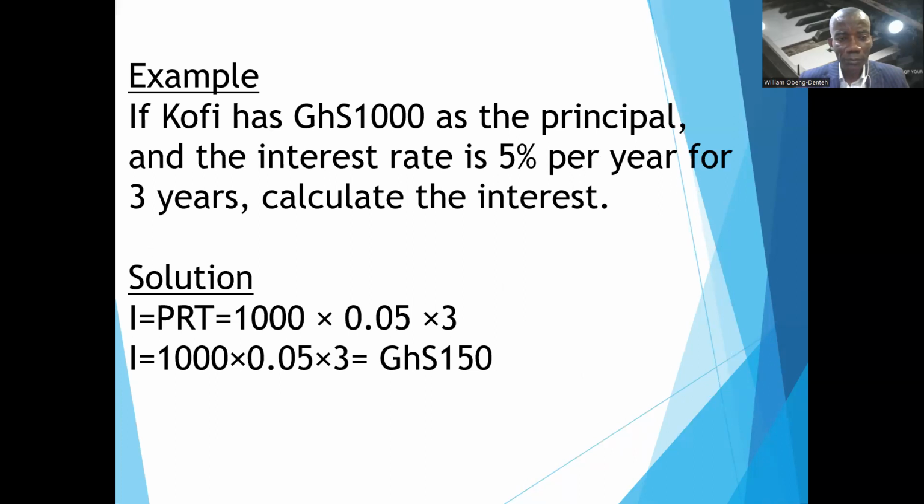So I want to look at an example. If Kofi has 1,000 Ghana cedis as the principal, and the interest rate is 5% per year for 3 years, calculate the interest. So we put down our formula for the interest, which is equal to principal times rate times time. Our principal is 1,000 Ghana cedis, and then our rate is 0.05, which is 5%, or 5/100, times 3. When we compute that, we get 150 Ghana cedis. So basically, we get 150 Ghana cedis as the interest.